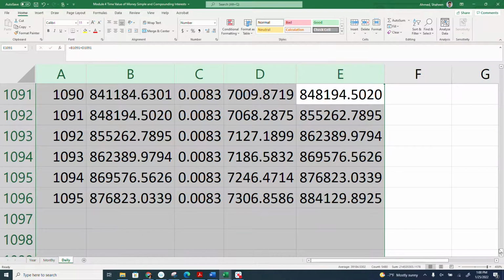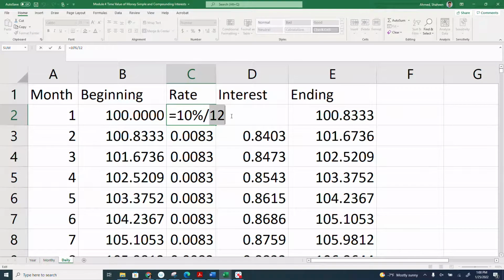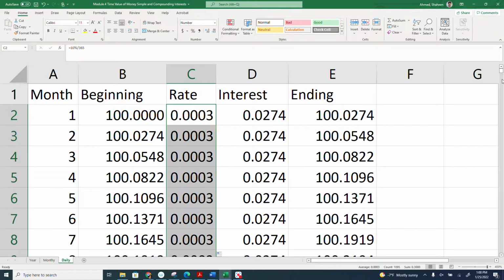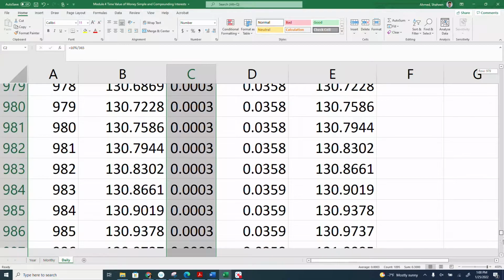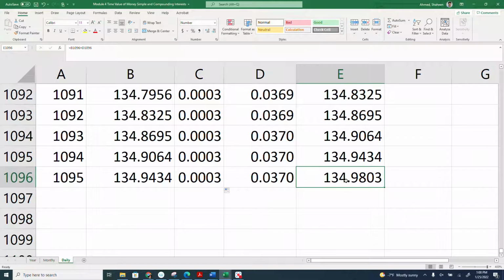I think I have to change the interest rate because this is monthly interest. So yearly would be divided by 365. Then copy that all the way down. This should fix all these formulas. So let's see what you're going to be paying at the end of 3 years if it's daily compounding. Many credit cards do daily compounding. So you'll be paying $134.98 at the end of 3 years if you don't pay anything in between.